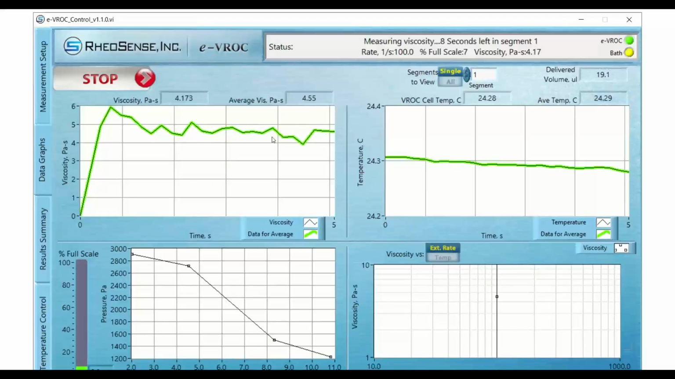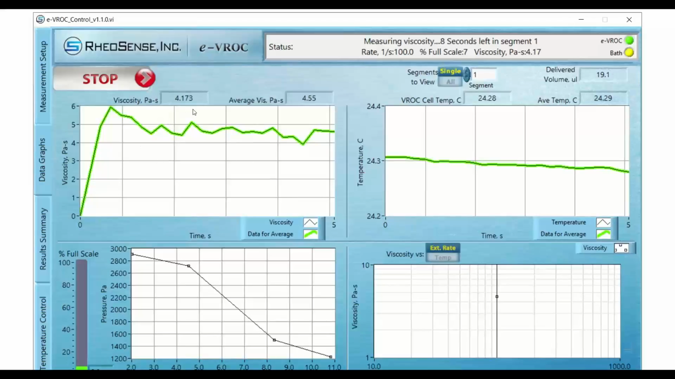We still have a little bit of noise in this experiment because, and this will make a little more sense in a minute, our percent full scale pressure is on the low end. It's just under 7%. So we still have a little bit of noise, but we do see the increase in viscosity and then the plateauing out. So when you actually start averaging your viscosity values, you want to make sure you only average on the plateau.